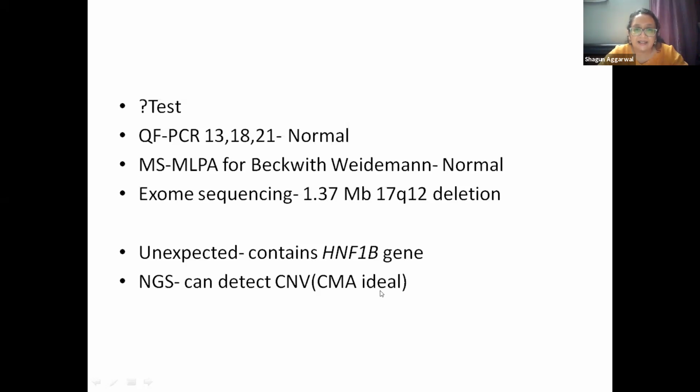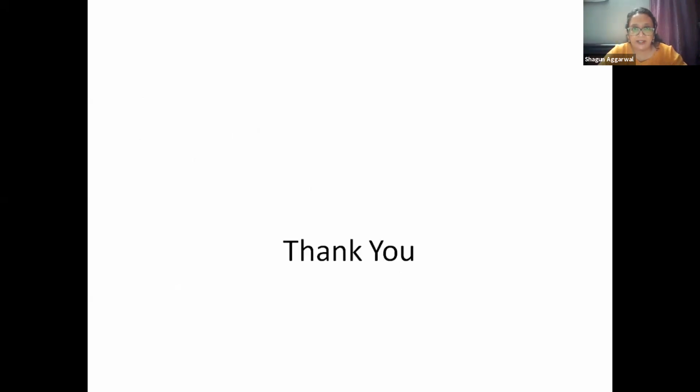To do that, ideally it is still chromosomal microarray, but the technology is evolving, and soon we are hoping that whole genome sequencing would become a single test which could pick up both the single gene disorders and all the chromosomal disorders. So all these problems of choosing the test would hopefully end one day. I think with this I would end.